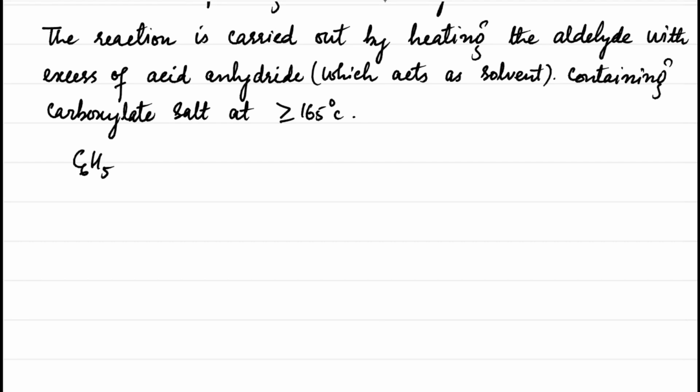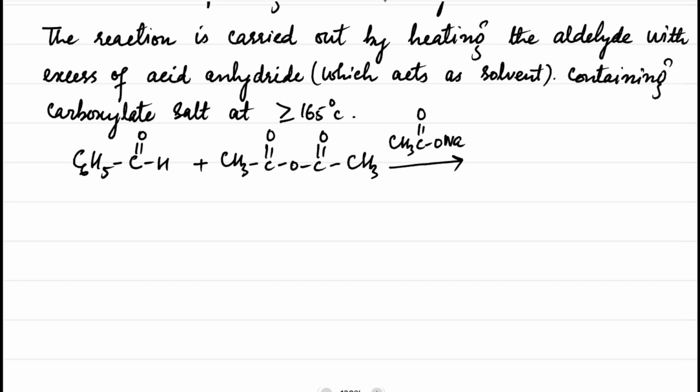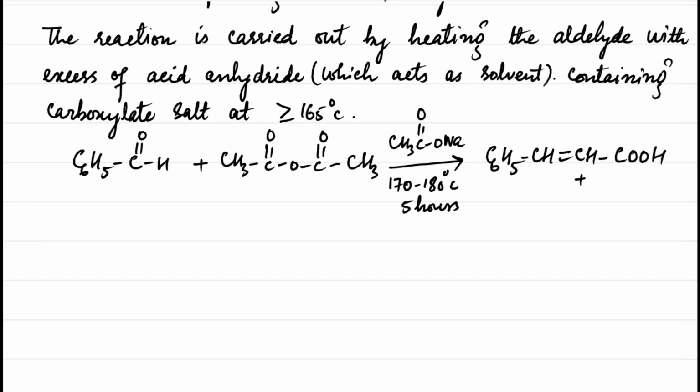As an example, consider this reaction of benzaldehyde with acetic anhydride in the presence of corresponding basic salt, that is sodium salt of acetic acid. The reaction is subjected to heating of about 180 degrees Celsius. The product obtained is cinnamic acid.